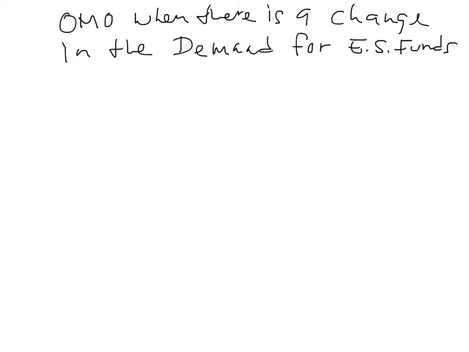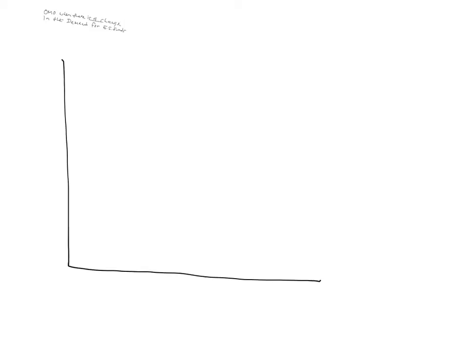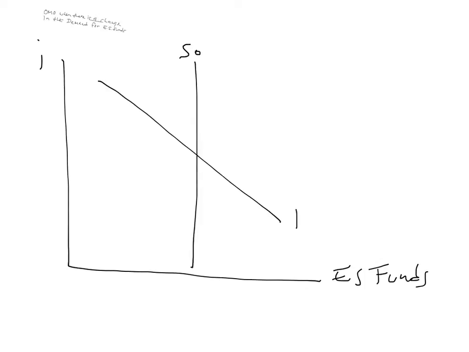Okay, so I will just make that smaller, put that to one side. Essentially we were asking the question, what happens? So here are your exchange settlement funds, here's your cash rate, here's our vertical supply curve, S0, here's your demand curve, D0, and your initial equilibrium, I0, ES0.